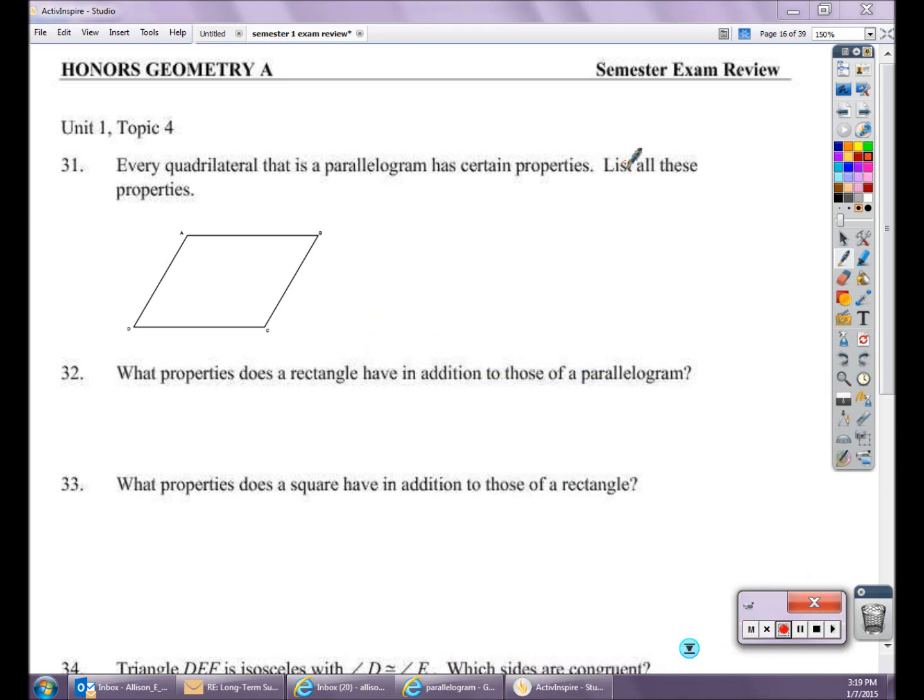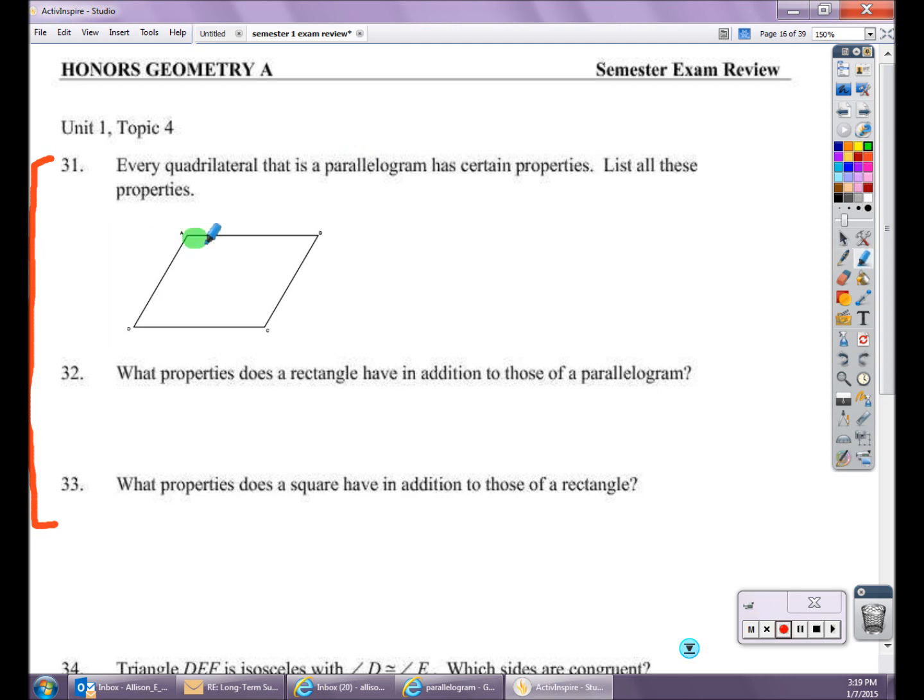Alright, here we are with Unit 1, Topic 4, which is mostly about parallel lines and transversals. The first three are pretty much memorization problems. For 31, I've included a parallelogram to make it a little bit easier for myself. If I was a student, I'd probably draw a p-gram.